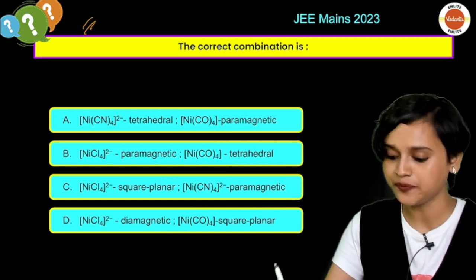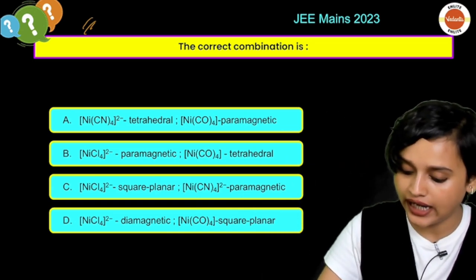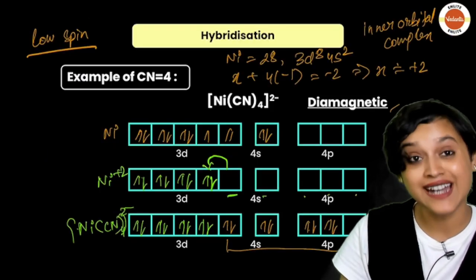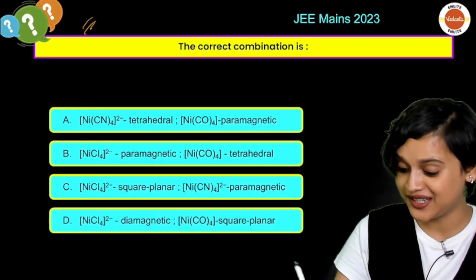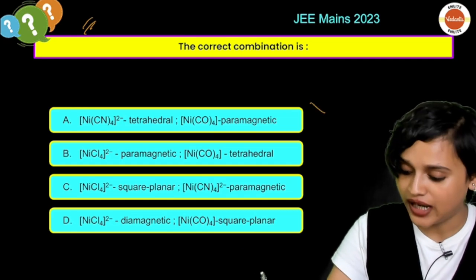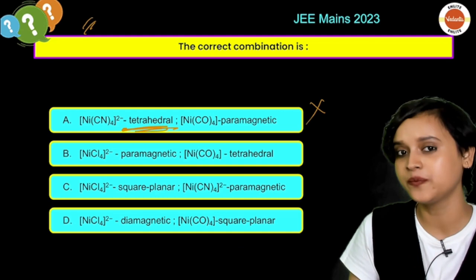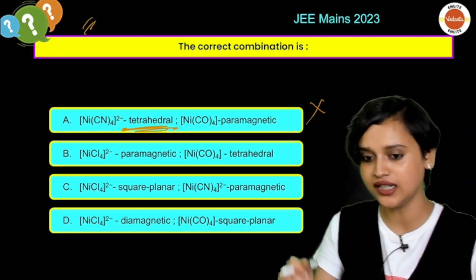Let's solve it now. So, first of all, let's do it for Ni(CN)4. We have just done it: Ni(CN)4 is not tetrahedral, it is square planar, right? So that means this option is wrong. This is wrong because I see that this itself is wrong, right? Makes sense? We have just done it.